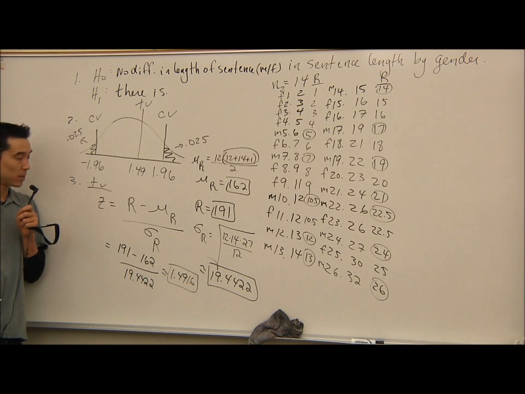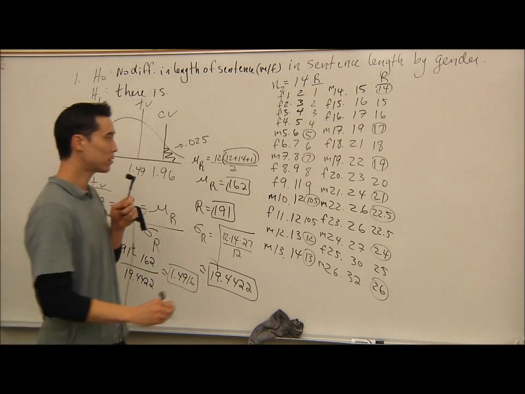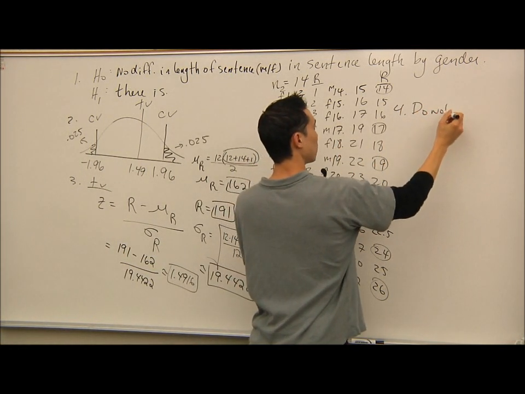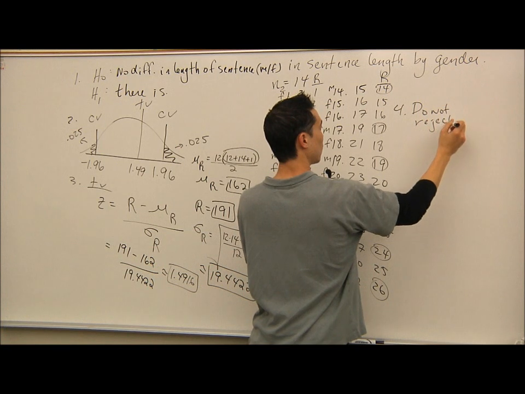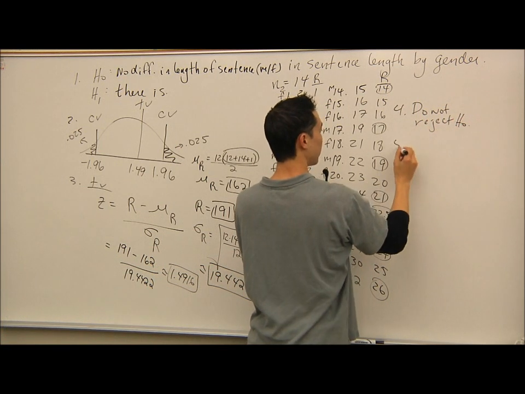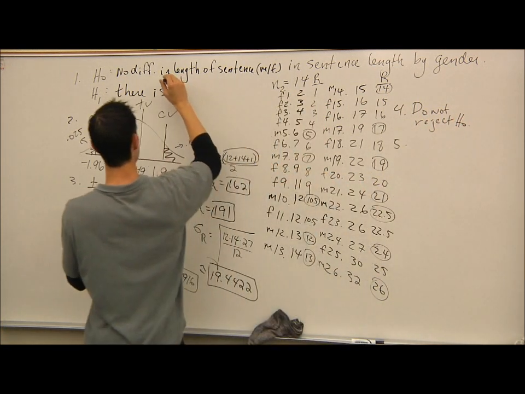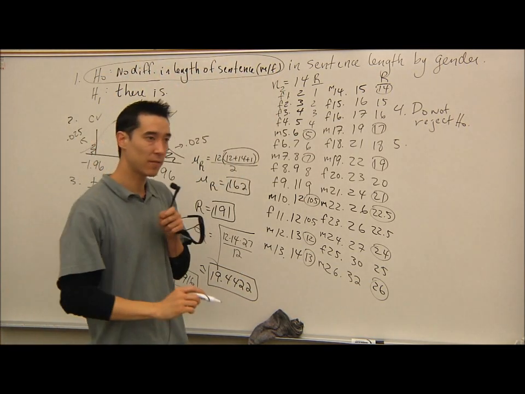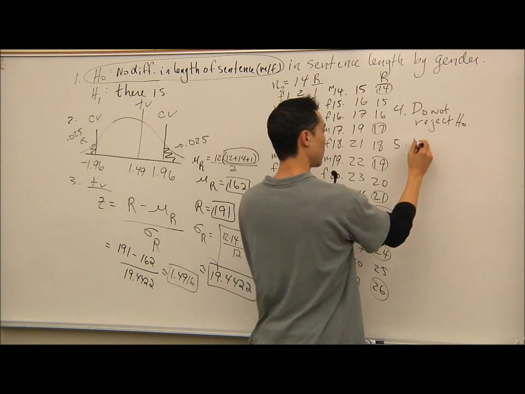So finishing up the problem. Step 4, do not reject H0. And what happened? Well, if I don't reject H0, I'm saying there's not enough evidence to suggest there is a difference between length of sentence by gender.